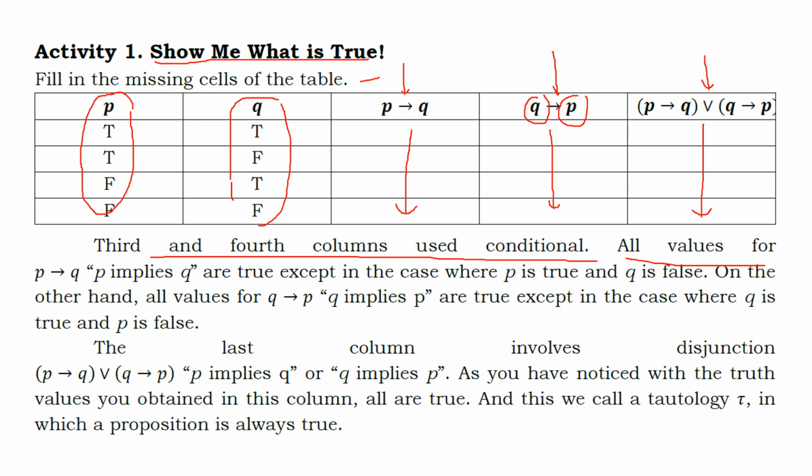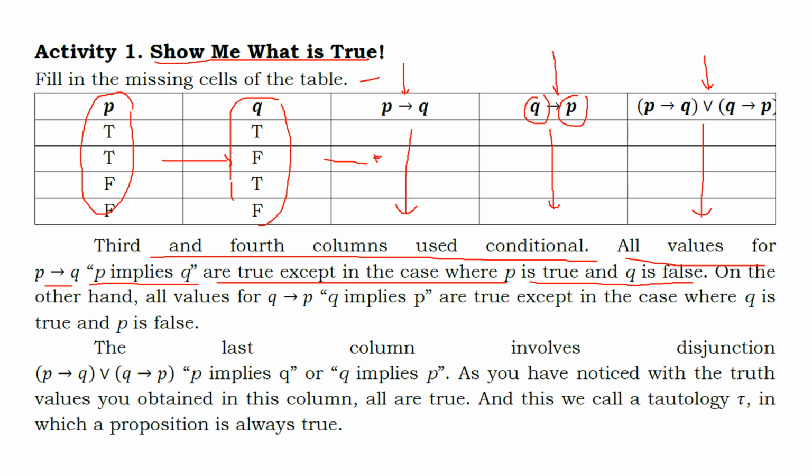All values for P conditional Q, that is P implies Q, are true except in the case where P is true and Q is false. Where is that? That will be in this case, where your P is true and your Q is false. So in your third column, the truth value in this case will be false, as you can see.